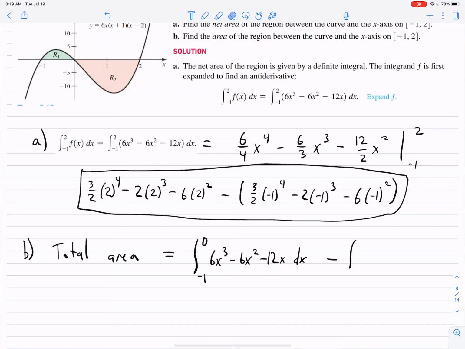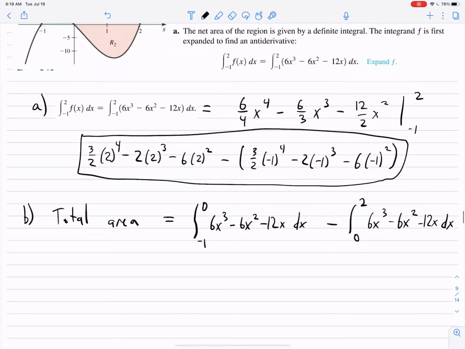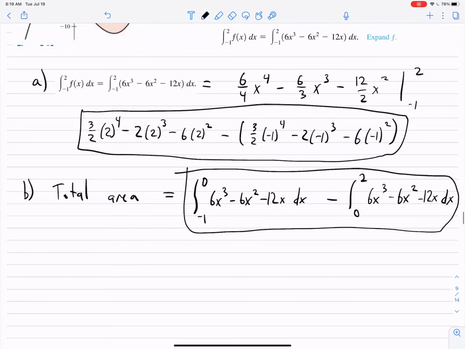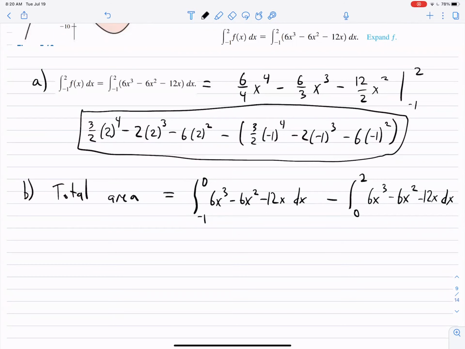And so from 0 to 2, 6x cubed minus 6x squared minus 12x dx. And so, for time's sake, I'll let you do that integral. It's not that hard. It's the same antiderivative here. You just plug in different bounds. And so I think the only difference is that this thing you'd put a minus sign on, and then this one would be the same. And so actually I could do it real quick. It's not hard. It would just be negative.